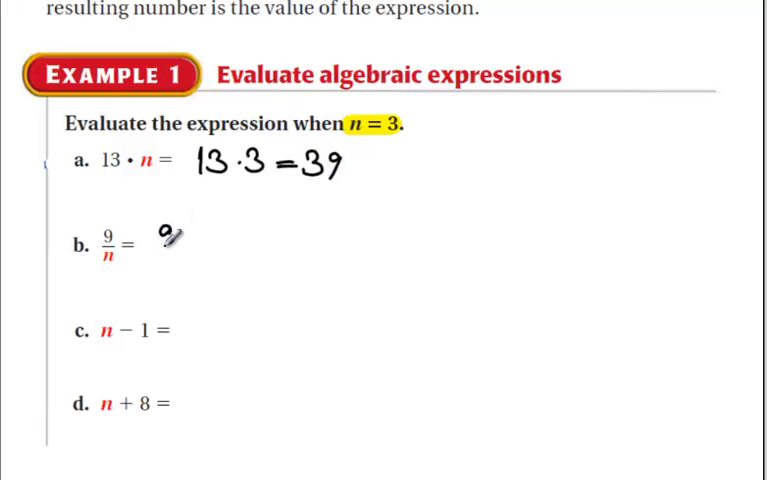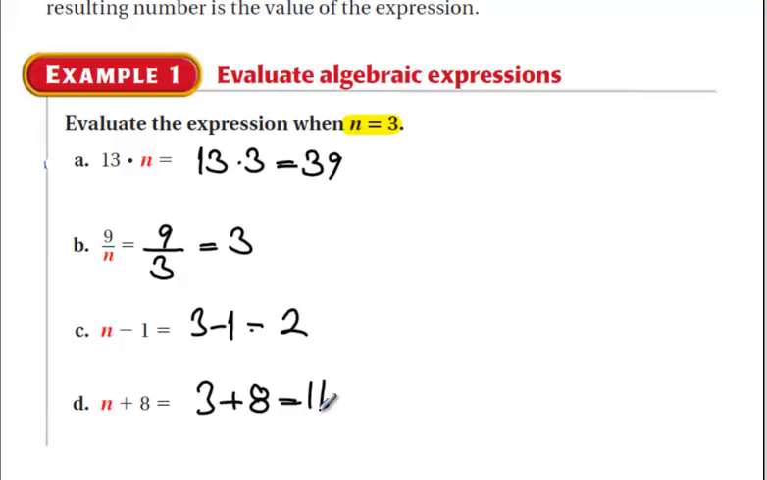In the second part, we have to divide 9 by the value of n. So 9 divided by 3 equals 3. And 3 minus 1 equals 2. So 3 plus 8 equals 11. So this is really simple. Basically, we plug in the value of the variable which is given in the question in each expression, then we have to evaluate them. Let's move on to the second page.